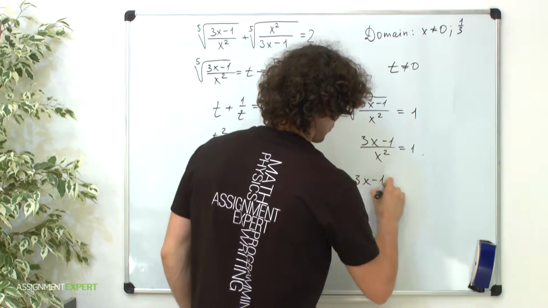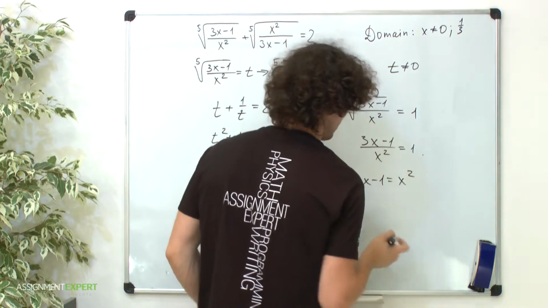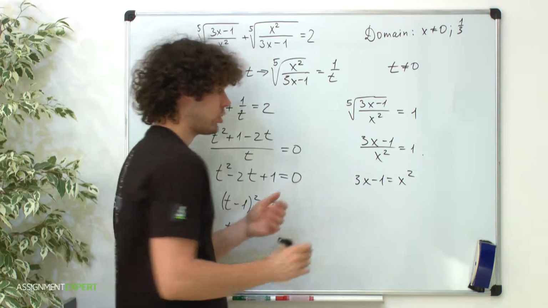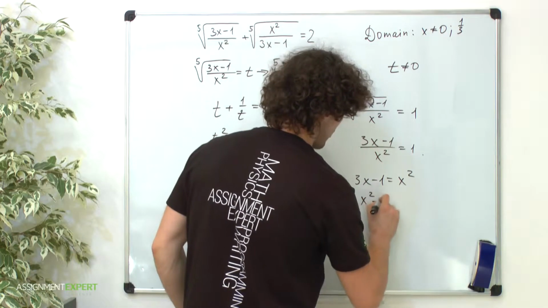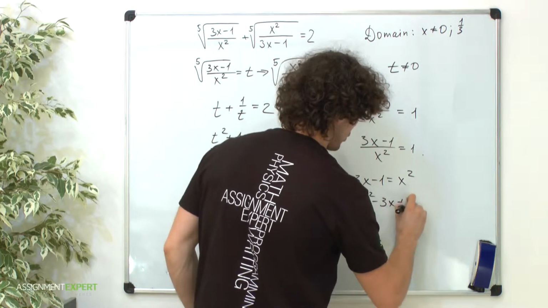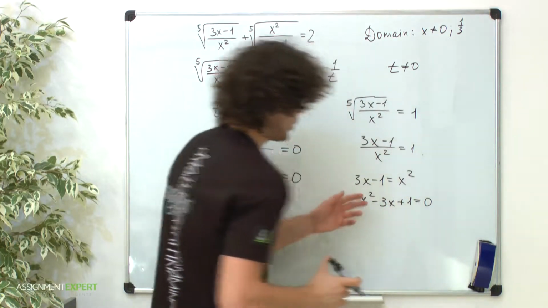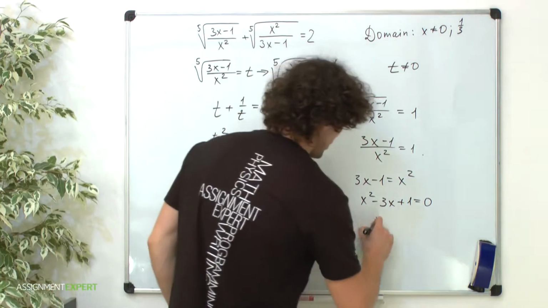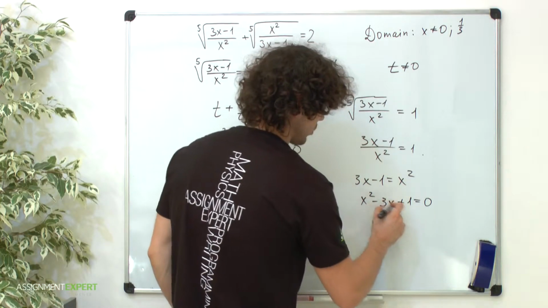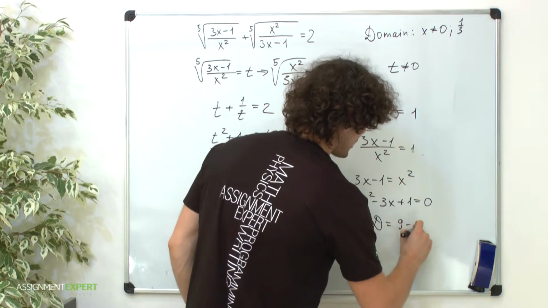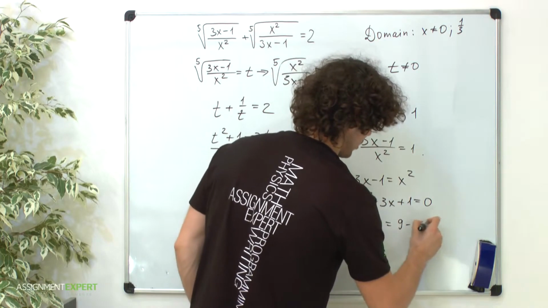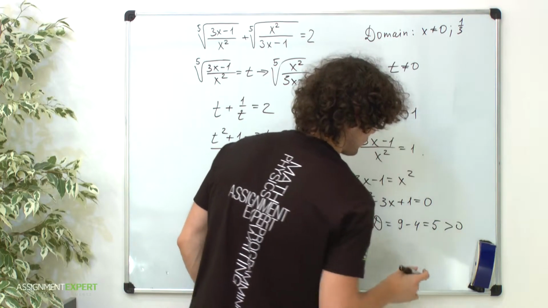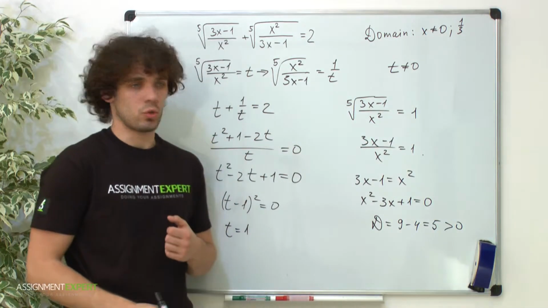3x minus 1 equals x squared. Now we move all the terms to one part of the equation and get x squared minus 3x plus 1 equals 0. So we obtained a simple quadratic equation. Discriminant of this equation equals negative 3 squared, which is 9, minus 4 times 1 times 1. So discriminant equals 5, which is greater than 0. So we have two different real roots.